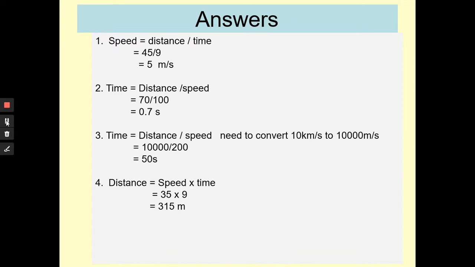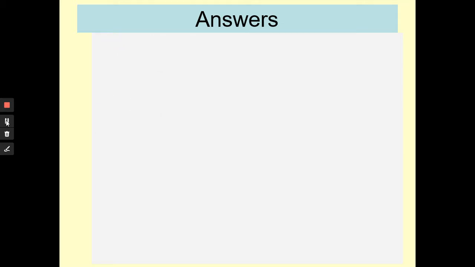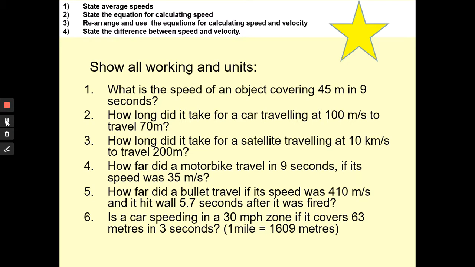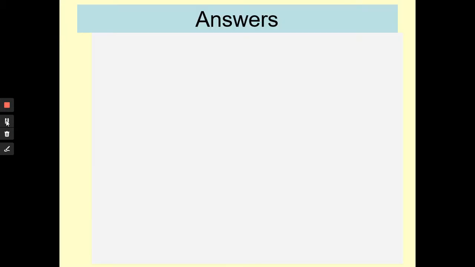Question 4 asked you to calculate the distance. Now this time you didn't have to convert the units because it was in kilometers per hour, and the time taken to do the journey was in hours as well. So all you had to do was multiply the 2 together. Now I'm not sure if I got the correct unit there. Should it be in kilometers or meters? I need to look back at my question to find out. So let's have a look there. No, we're all right. It is in meters.